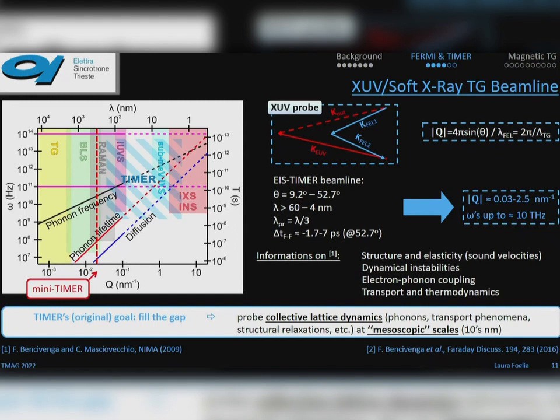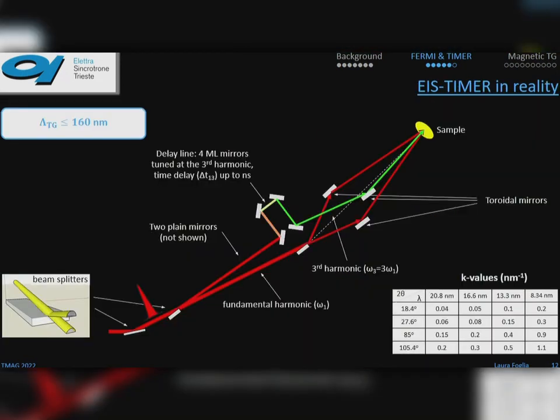But it's not an easy beamline. So this is how the schematic of the beamline looks. We have two geometrical beam splitters that separate the pump branch from the probe branch. And then, in order to have all these possible crossing angles, we have 12 different toroidal focusing mirrors that we can swap.